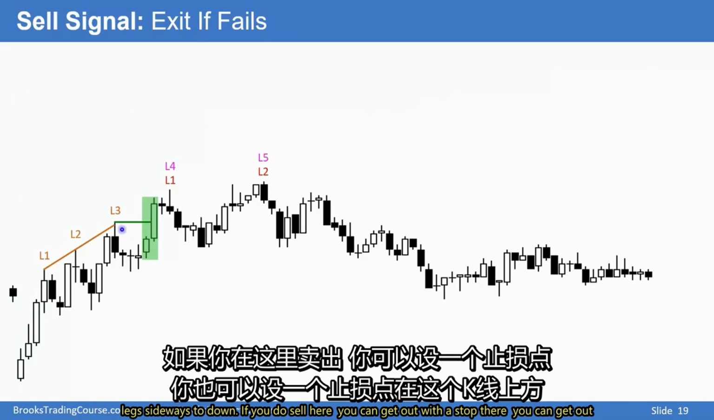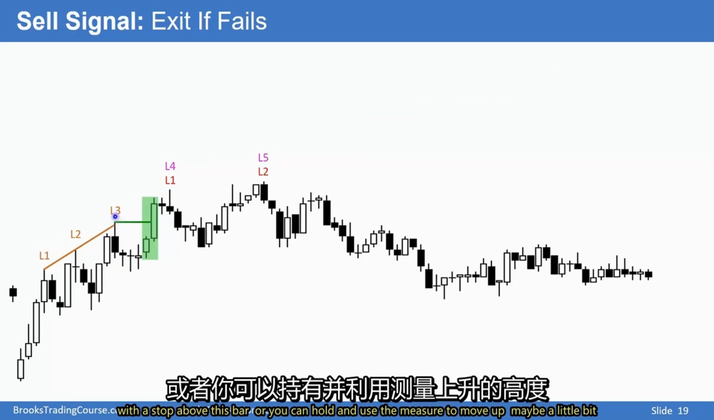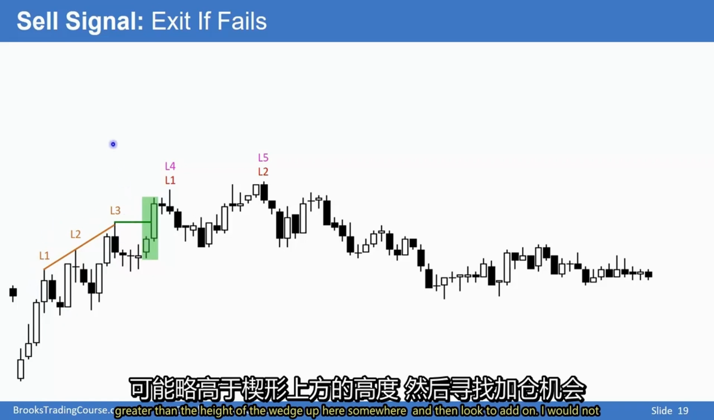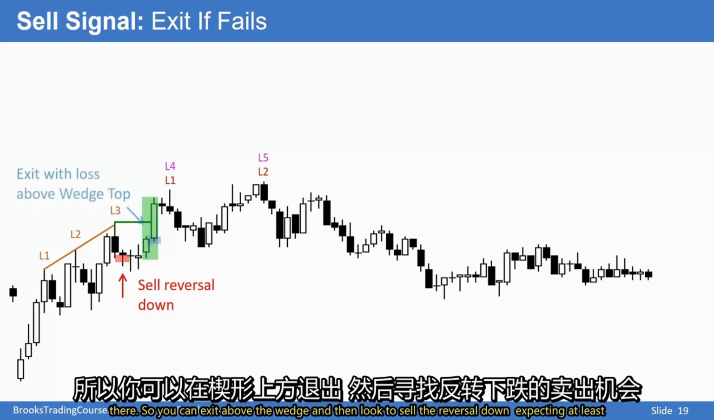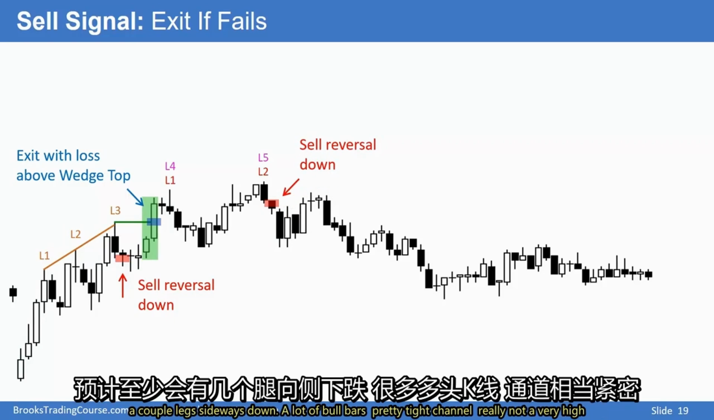If you do sell here, you can get out with a stop there, you can get out with a stop above this bar, or you can hold and use a measured move up maybe a little bit greater than the height of the wedge up here somewhere, and then look to add on. I would not add on the first reversal down, although you could. However, this is a high probability add on there. So you can exit above the wedge and then look to sell the reversal down, expecting at least a couple legs sideways down.